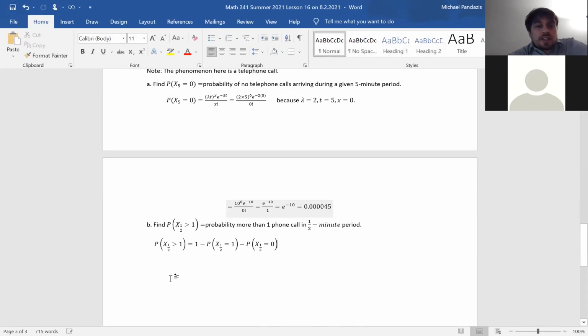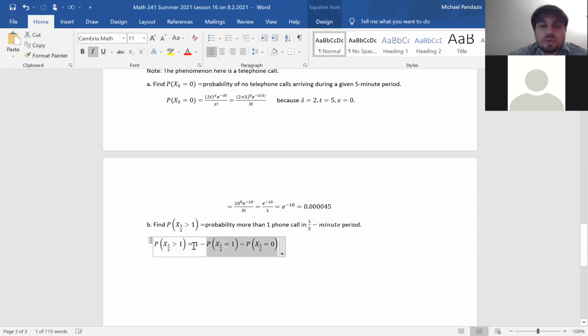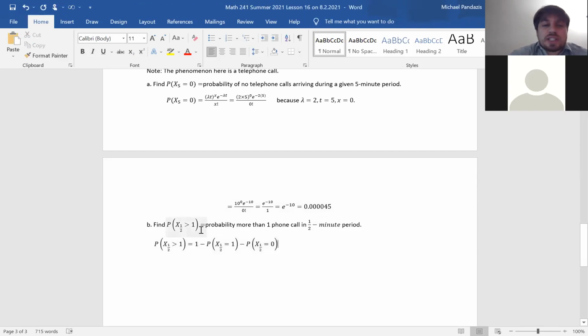Okay, so let me pause for a minute, right? The probability that you receive more than one phone call in a 1/2 minute period is 1 minus the probability of not getting more than one phone call in that period. If you don't get more than one phone call, that means you either get one phone call or zero phone calls, right? And so you want to subtract the probability of one phone call and the probability of zero phone calls from one, and that's the same as this probability. Okay, so now we just need to calculate the values of these probabilities in the same way we calculated the probability in part A, by knowing the values of lambda, t, and x, and plugging them into this formula to get the values of these two probabilities, and then you subtract them from one. Okay, so let's do that.